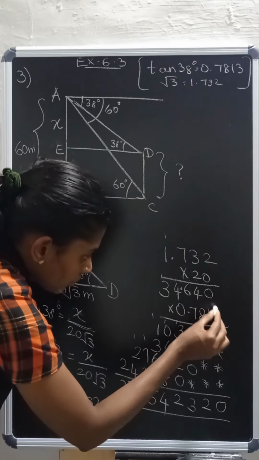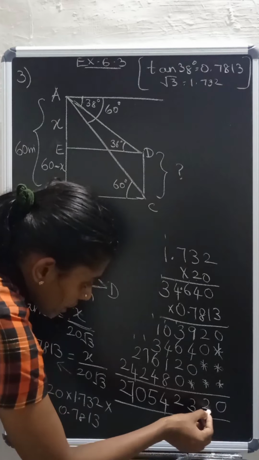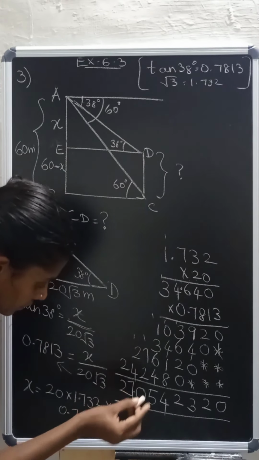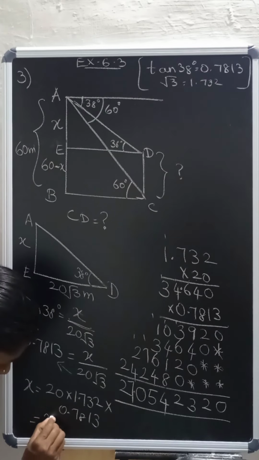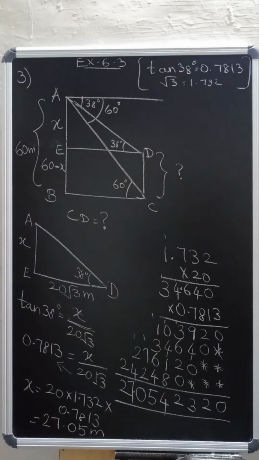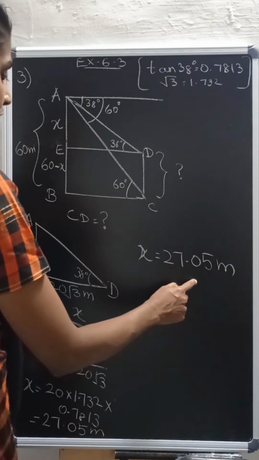Now after 1, 2, 3, 4, 5, 6, 7 digits, keep the point. 1, 2, 3, 4, 5, 6, 7. Which is equal to 27.05 meters. We have got x is equal to 27.05 meters.